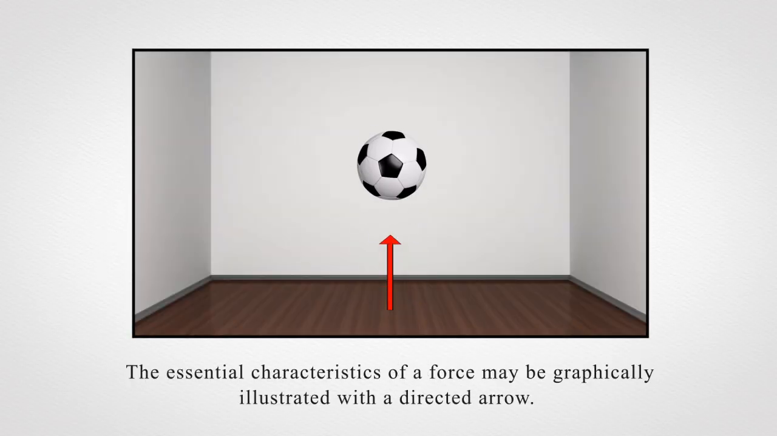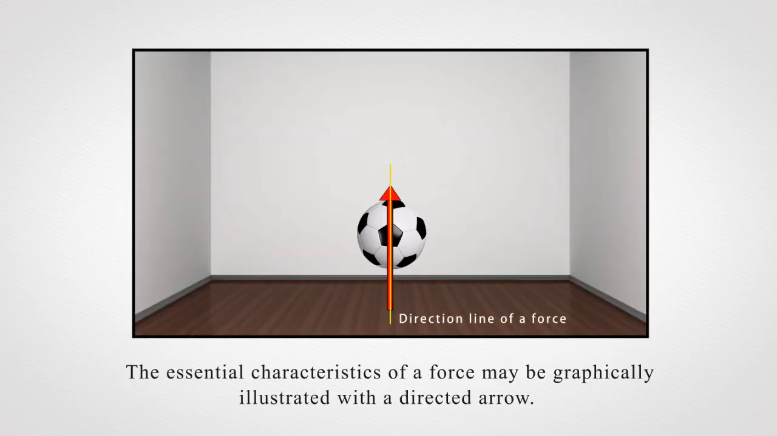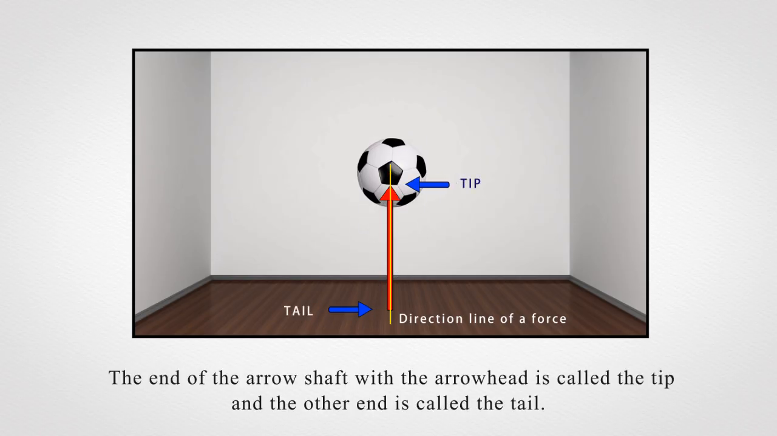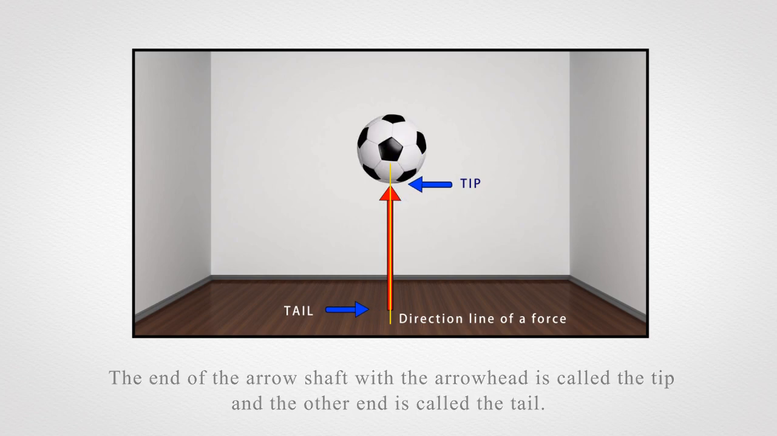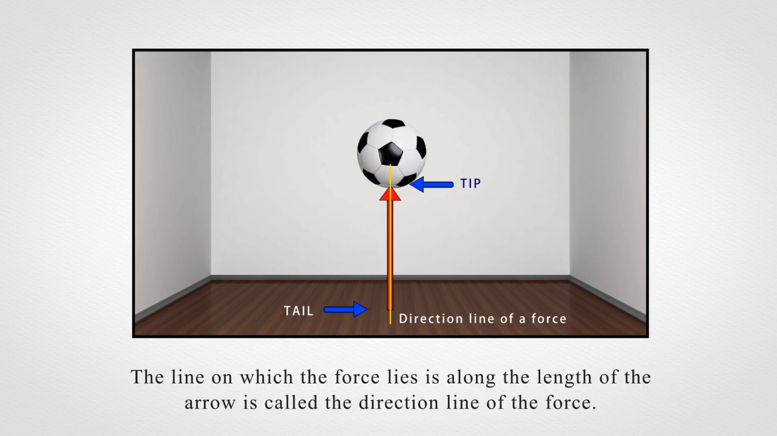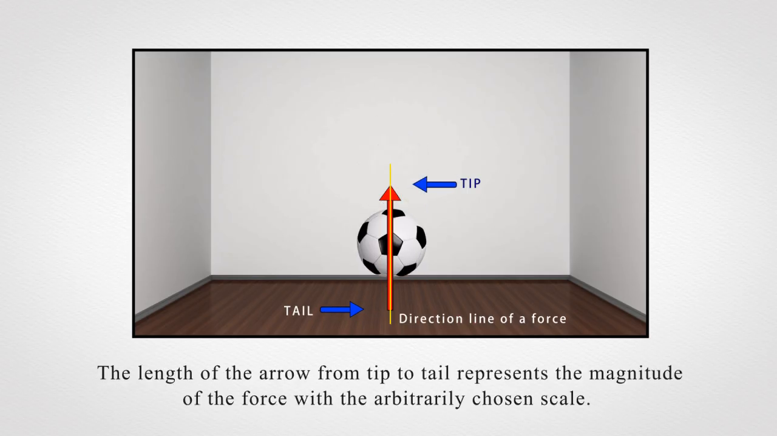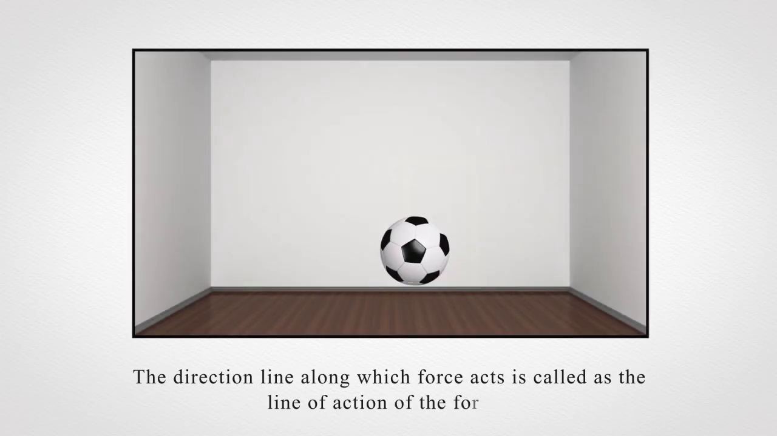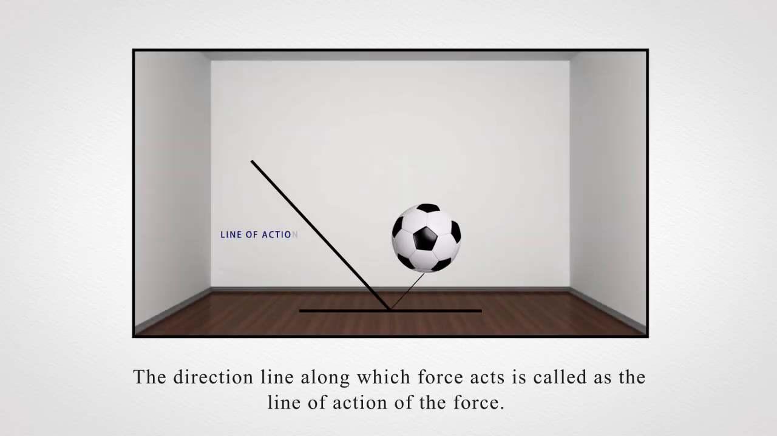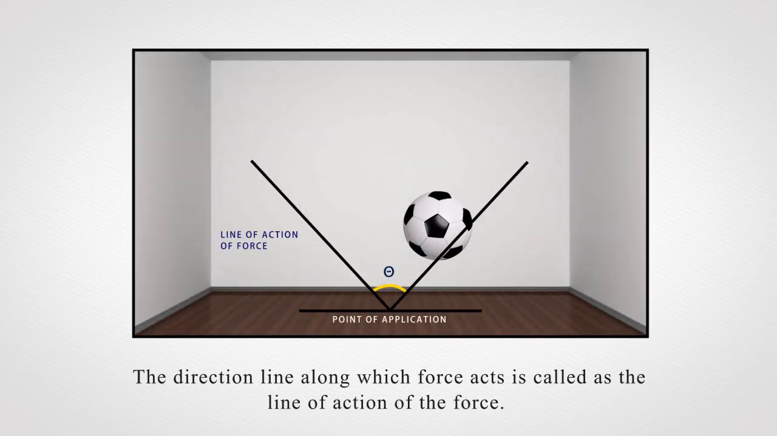The essential characteristics of a force may be graphically illustrated with a directed arrow. The end of the arrow with the arrowhead is called the tip and the other end is called the tail. The line on which the force lies, along the length of the arrow, is called the direction line of the force. The length of the arrow from tip to tail represents the magnitude of the force with an arbitrarily chosen scale. The direction line along which the force acts is called the line of action of the force.